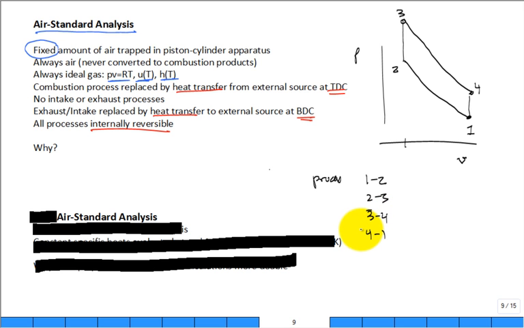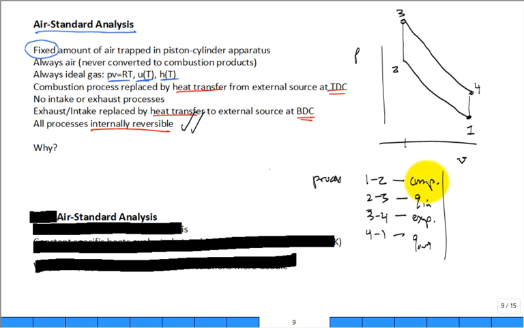The states are numbered 1, 2, 3, 4, and then you have the process from 1 to 2. What's happening in this process from 1 to 2? Compression. What's happening 2 to 3? Heat addition. Heat in, Q in. 3 to 4? Expansion. And 4 to 1? Q out. Are all of these internally reversible? Yes, they are all internally reversible.